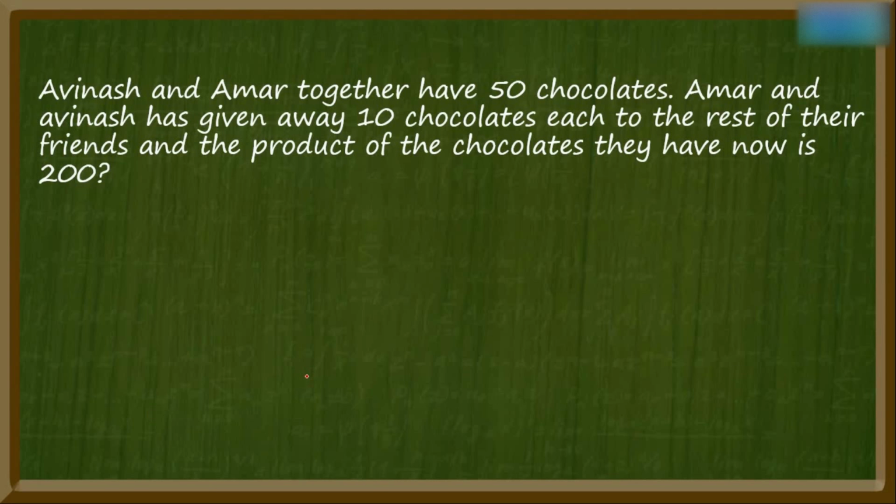Here there is a small example showing that Avinash and Amar together have 50 chocolates. Amar and Avinash have given away 10 chocolates each to the rest of their friends. Amar gave away 10 chocolates to his friends and Avinash also did the same. The last line says the product of the chocolates they have now is 200. So they have some chocolates left with them and the product of those is 200.